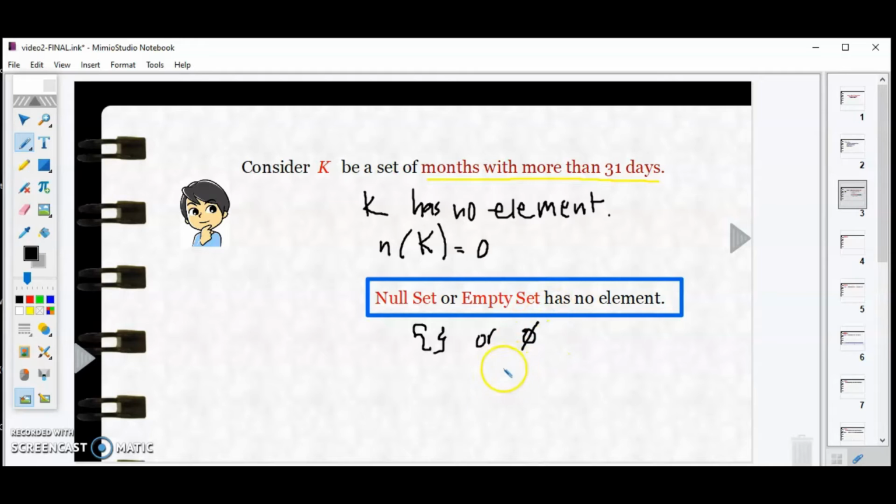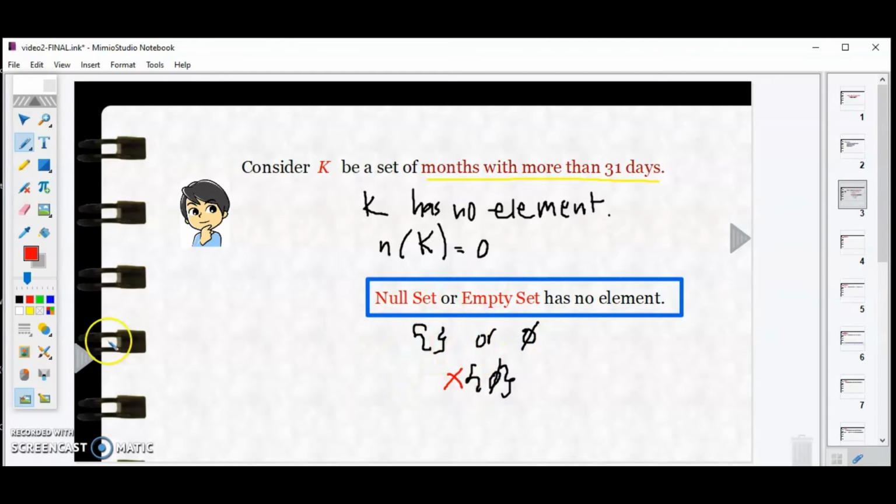But the common mistake committed by students is that they combine the two. They put the circle with a slash inside the braces. Is this considered right? No, it's wrong. Because this is now a set that has one element, and that is the symbol inside it. So it's just either of these two.